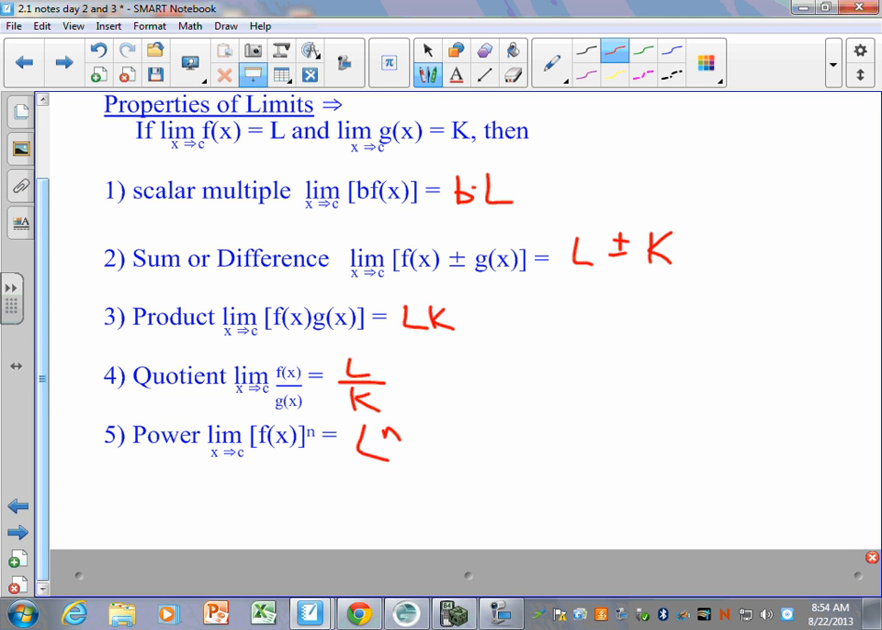So part of your homework today, they're going to give you some information. Again, not giving you an actual function to work with or a graph. And you just get to use these properties, which again, if you know the properties, they're not that bad to do. So let's look at a couple of those real quick.